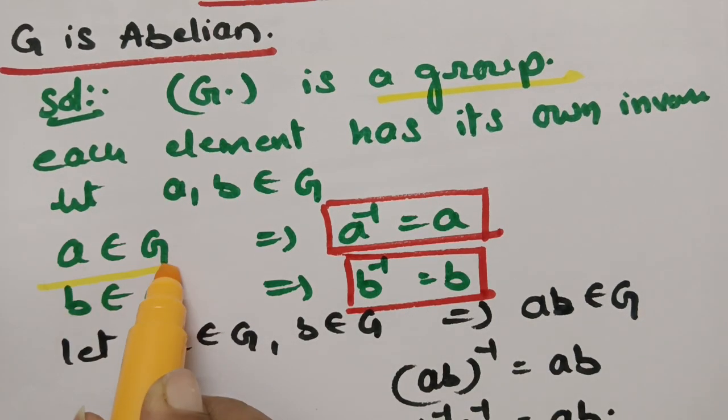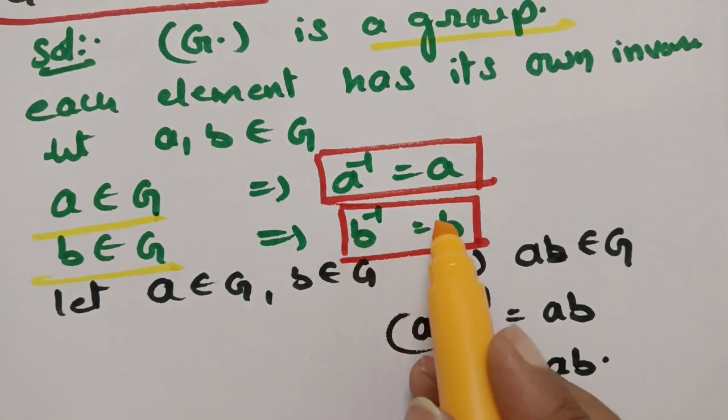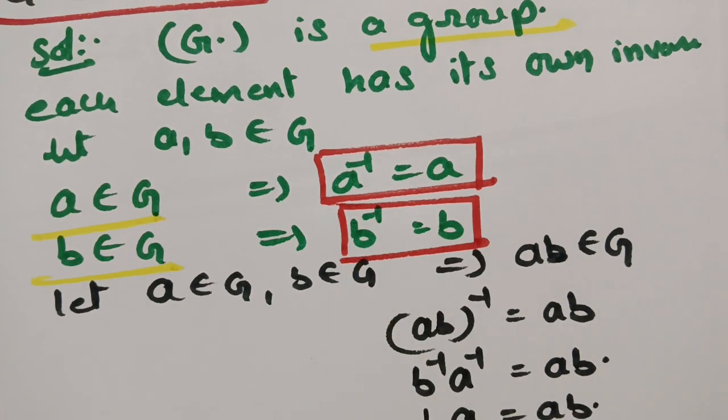If I take A belongs to G, then A inverse is equal to A. If I take B belongs to G, then B inverse is equal to B. And now we have to show that G is abelian. So if it satisfies the commutative law, according to the group we have already four properties, and according to this commutative property, all the five properties hold, and we say that it is an abelian group.